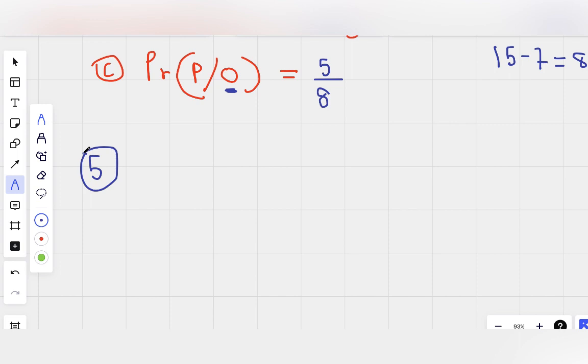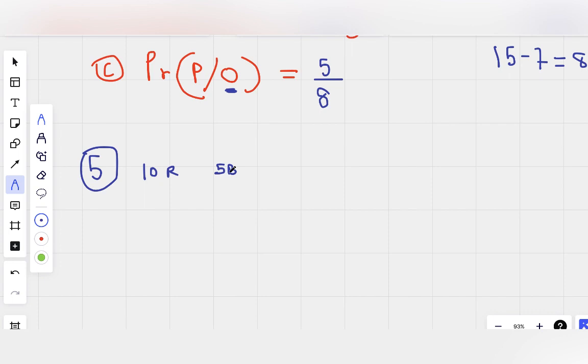Now let's take a look at the question. A bag contains 10 red beads and 5 black beads. I will only be writing the numbers. A bead is taken out of the bag at random and its color is noted, and then it is not placed back in the bag.